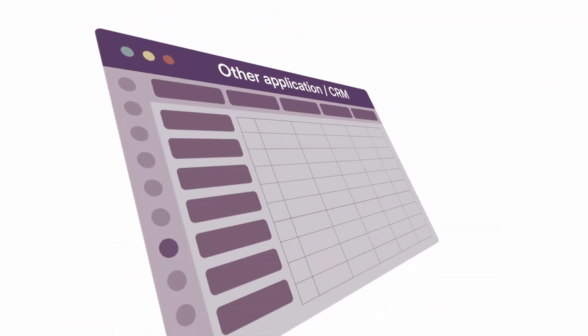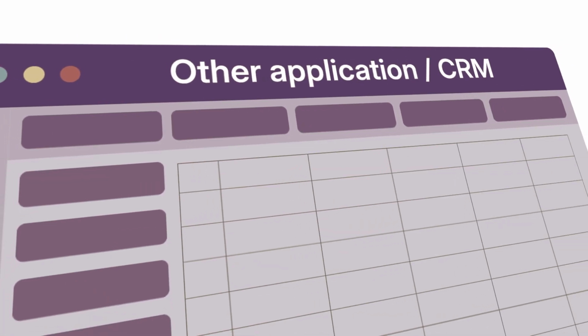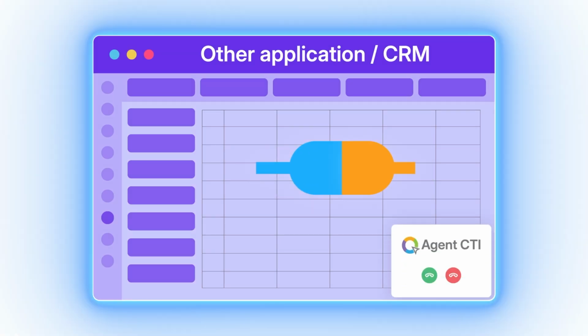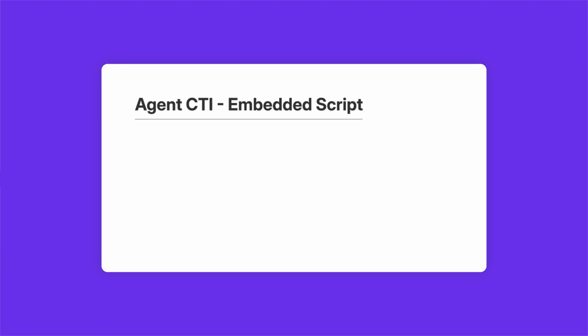But what if you're using your own in-house application or a third-party CRM and you want Office 24by7's Agent CTI there? The solution is simple. A fully embedded Agent CTI plugin that turns your CRM into a complete, seamless sales, marketing, and support communication system. For this purpose, we provide the CTI as an embedded script that can be placed inside the client's CRM environment.